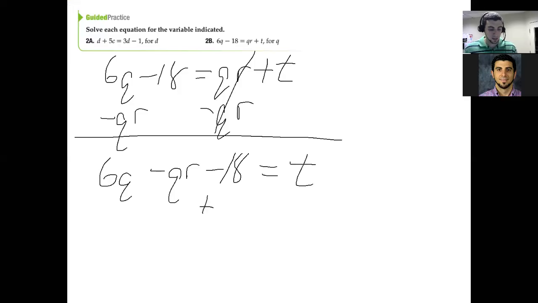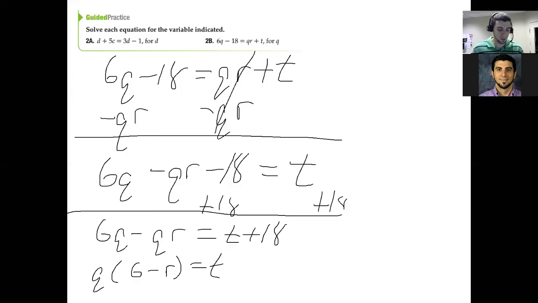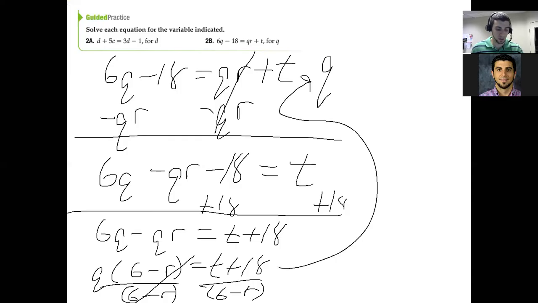All right, so then we add 18 to both sides, and you have 6q minus qr equals t plus 18. Now, since both terms have a q, what can I use? Right, the distributive property in reverse. So q times 6 minus r equals t plus 18. Then divide both sides by 6 minus r. And those cancel. And I'm going to put my answer up here. q equals t plus 18 over 6 minus r.